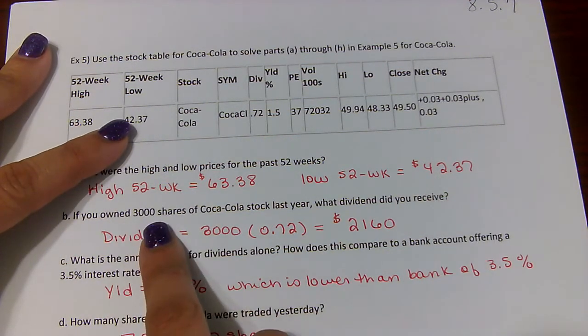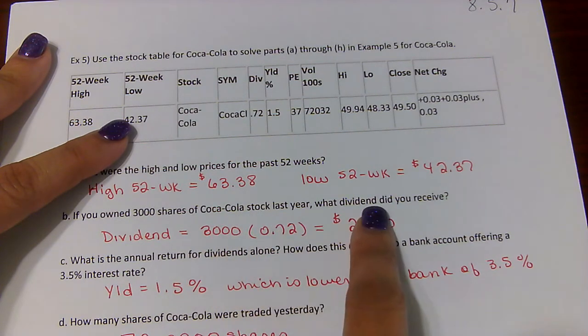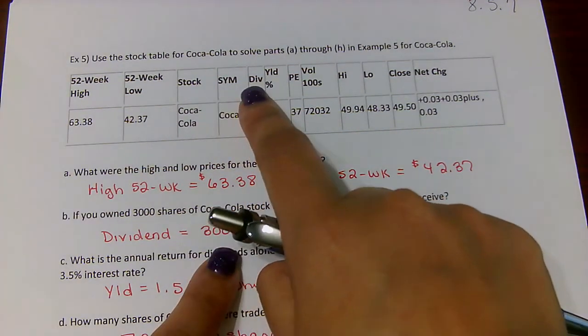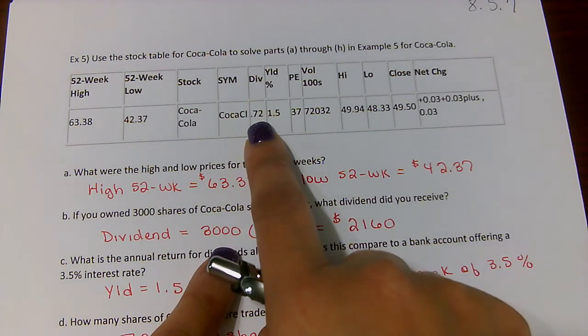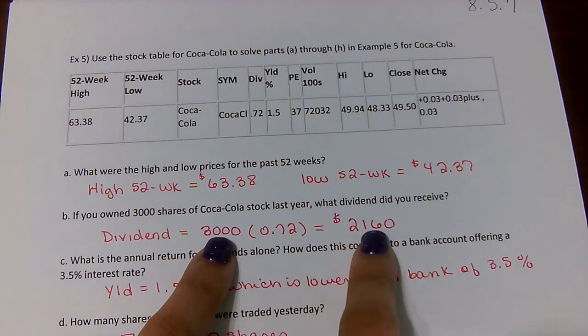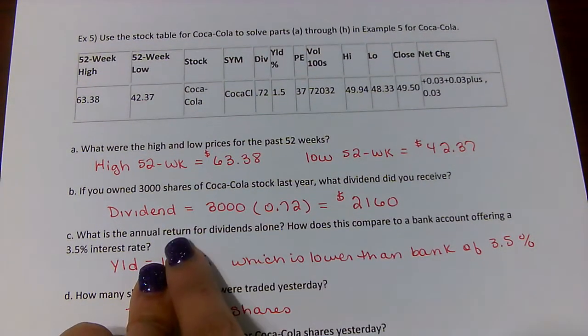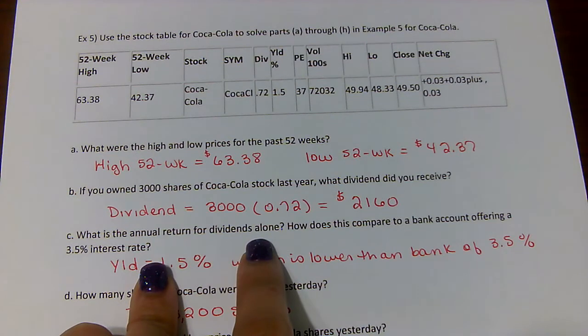If you owned 3,000 shares of Coca-Cola last year, what dividend did you receive? So we're going to go to the dividend of 0.72 and multiply that by the number of shares, 3,000. Here we have a dividend of $2,160.